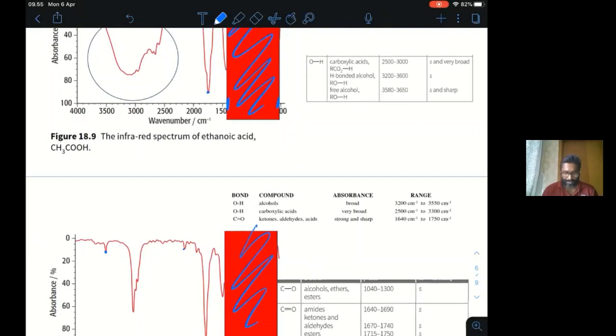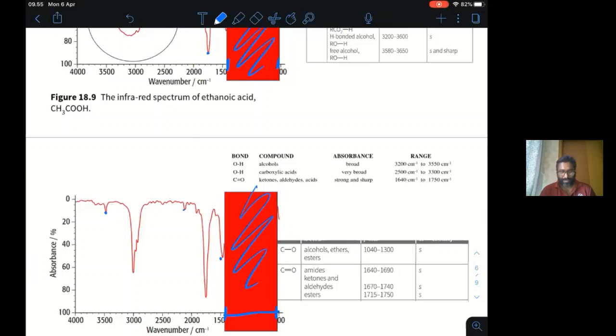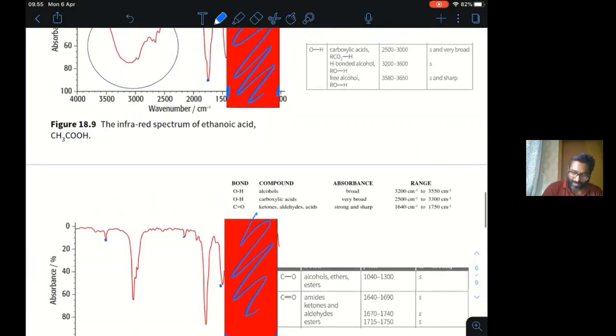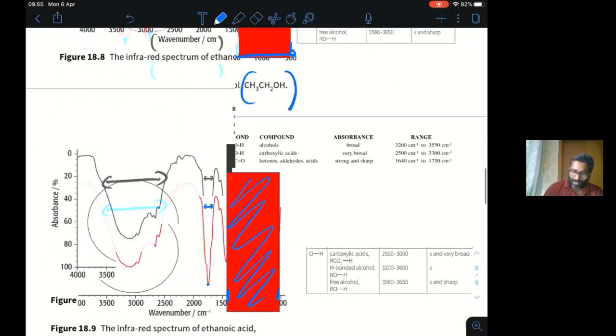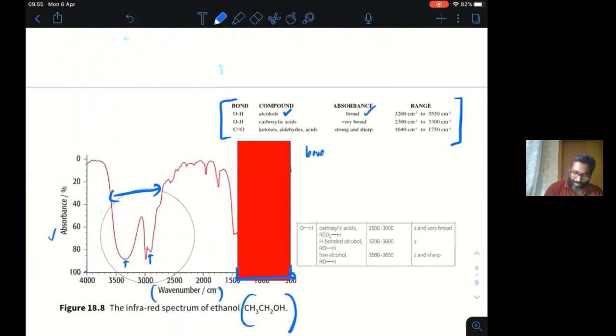Very weak. Okay, this is weak as well. Okay, understand this part. So I want you to actually remember these terms. You have broad, you have sharp, and you have weak, and you have strong. These are the terms that they are going to actually use. So I want you to memorize this.